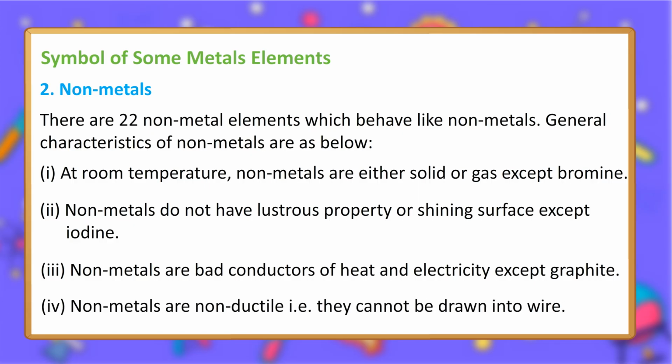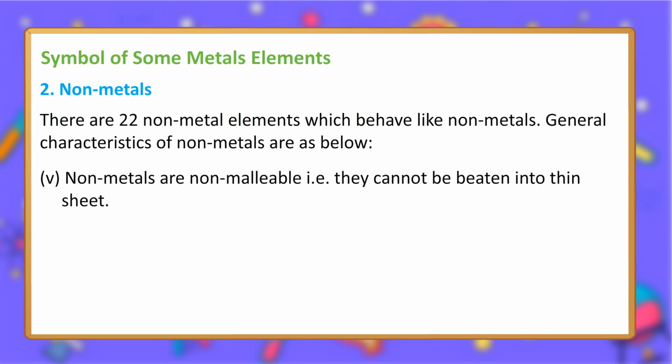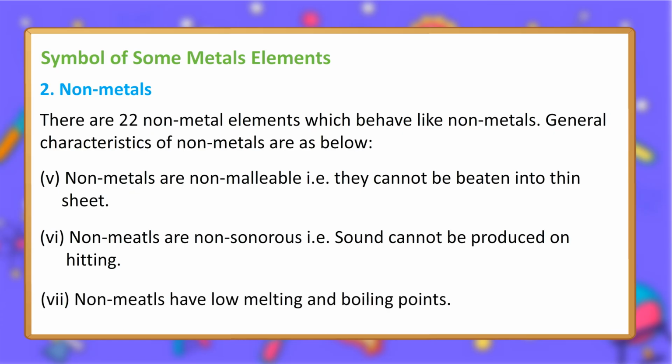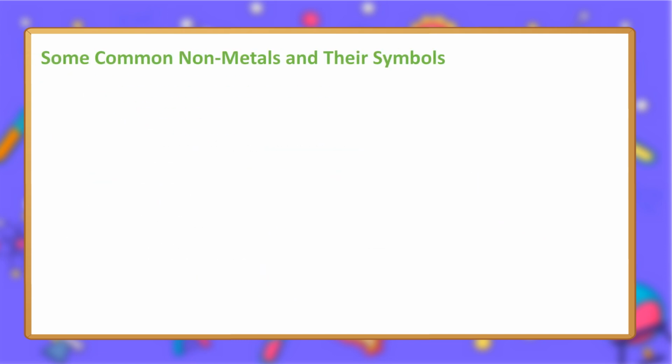4. Non-metals are non-ductile, i.e. they cannot be drawn into wire. 5. Non-metals are non-malleable, i.e. they cannot be beaten into thin sheet. 6. Non-metals are non-sonorous, i.e. sound cannot be produced on hitting. 7. Non-metals have low melting and boiling points.